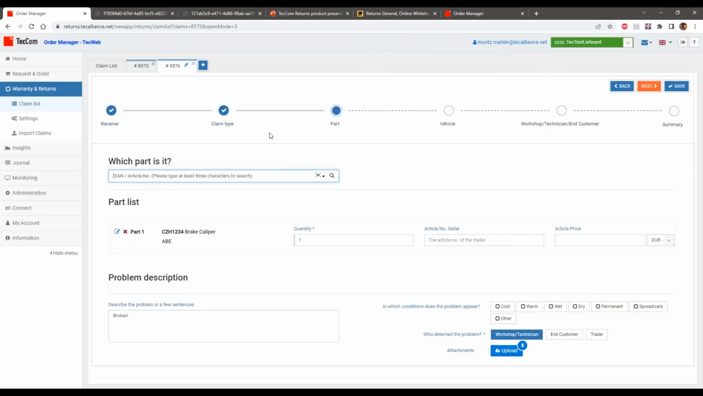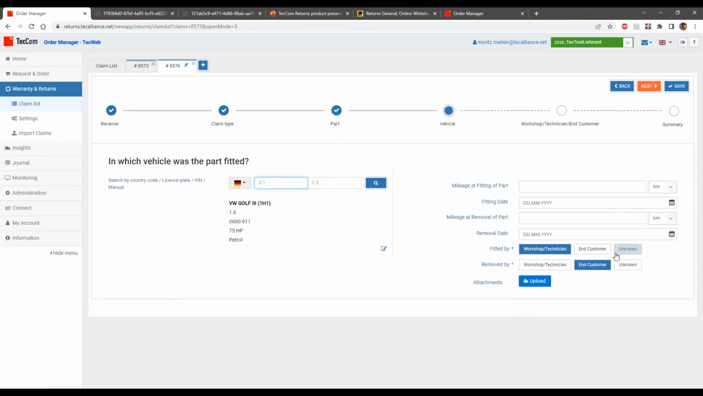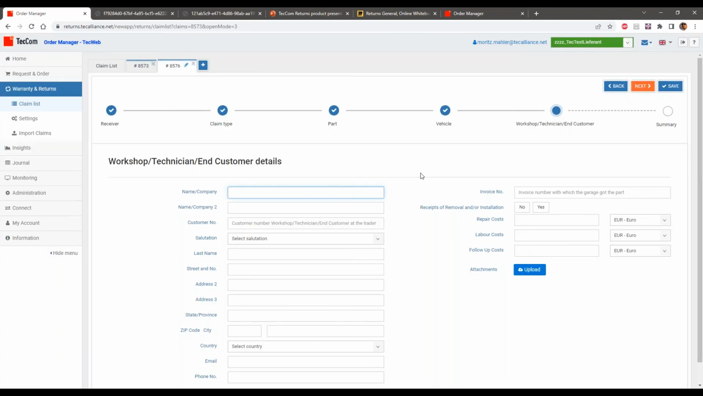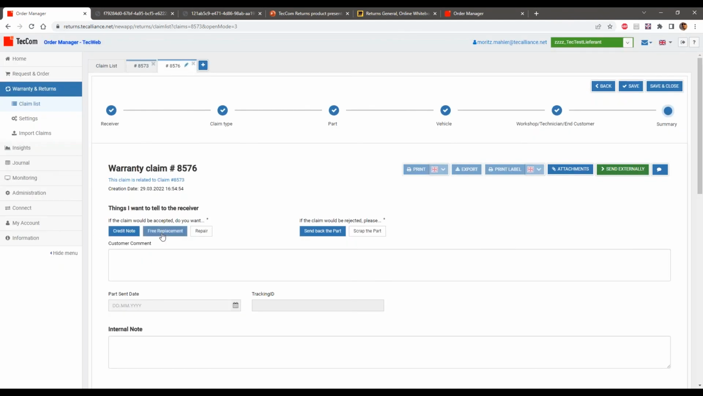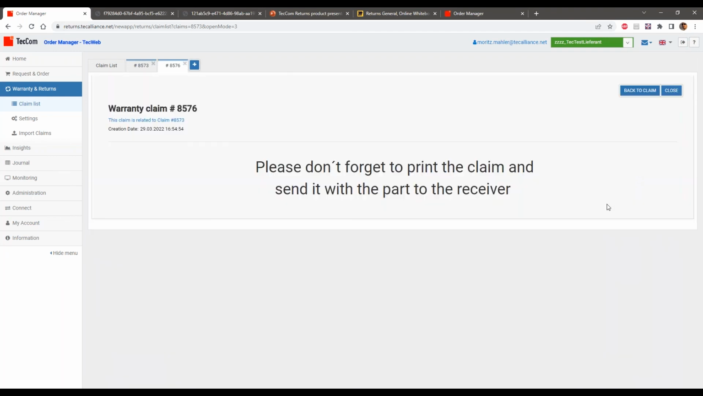I just take everything which is already in the pictures. I can add more information here. I can give him different information. I go next. I have maybe different answers to this question. And in the end, I press on send externally. Why externally? Because I took a name from the address book and not from the TecAlliance world.